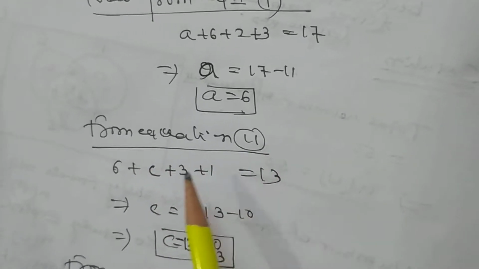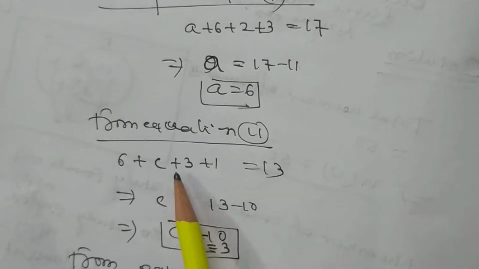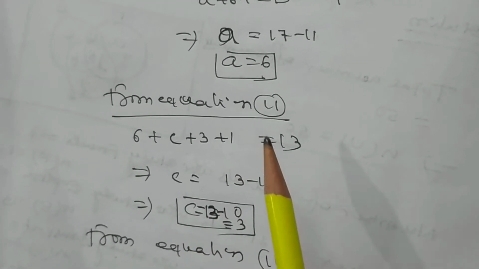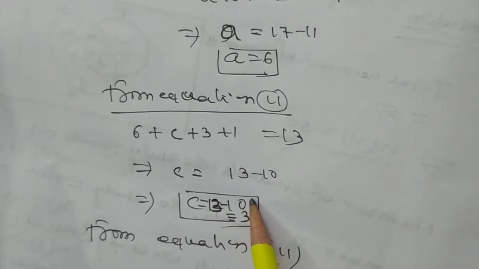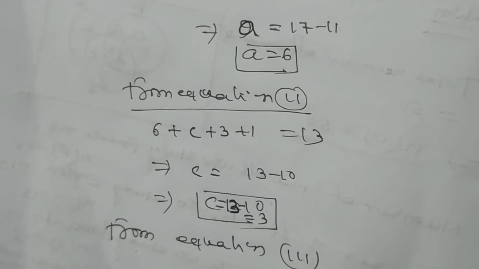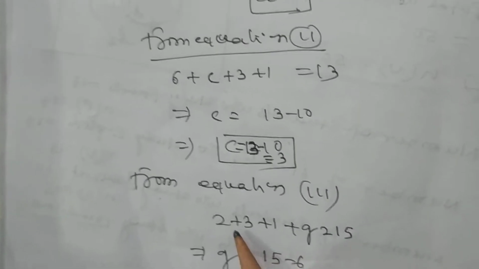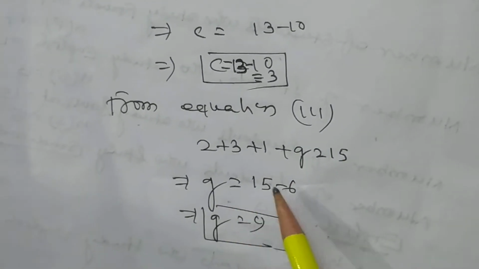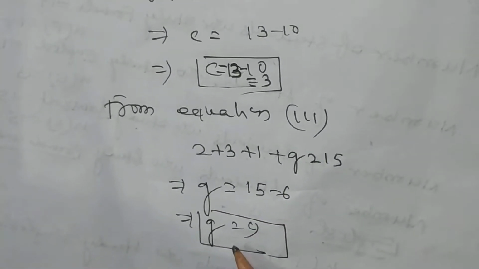From equation 2, 6 plus C plus 3 plus 1 is equal to 13. So C is equal to 13 minus 10, so C is equal to 3. From equation 3, 2 plus 3 plus 1 plus G is equal to 15. So G is equal to 15 minus 6, and G is equal to 9.